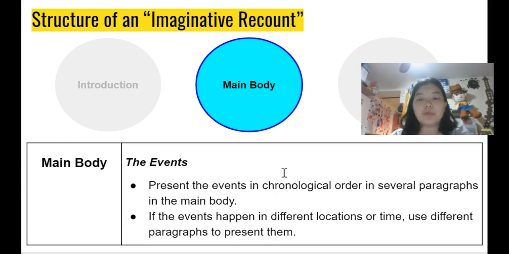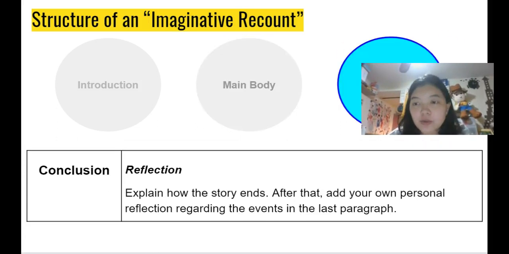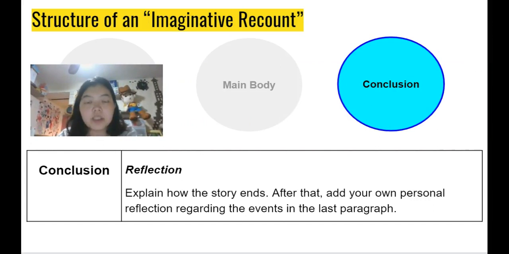Okay, so remember, when you tell a story, if it happens in another location or another time, then you start a new paragraph to write about it. And the last one would be the conclusion. The last paragraph should be the end of the story. So you explain how the story ends, what happened at last, and then afterwards you add a little bit of your personal reflection regarding the events, how you think, so your reflection. Okay.